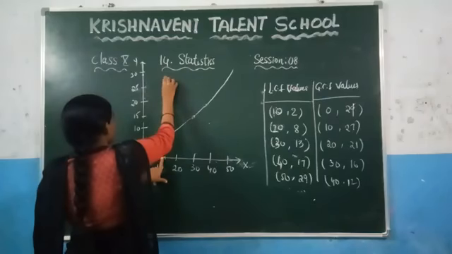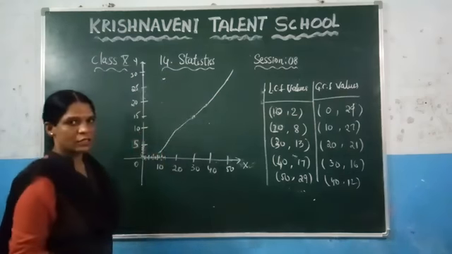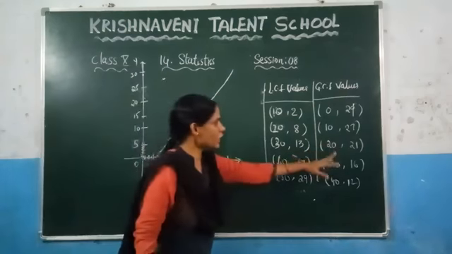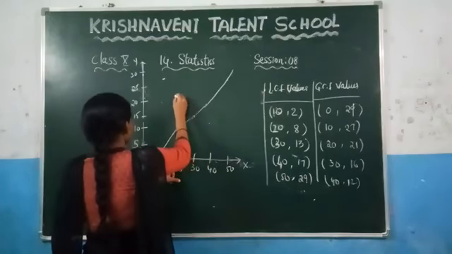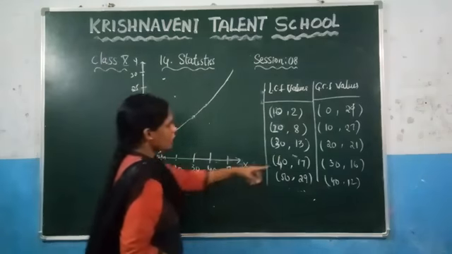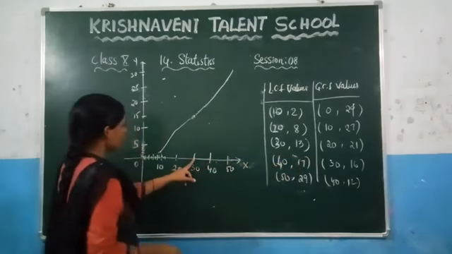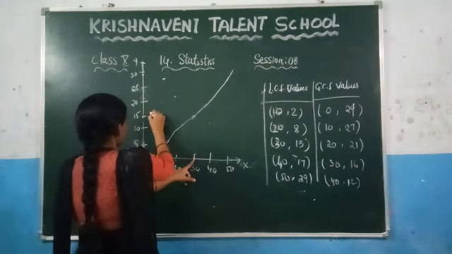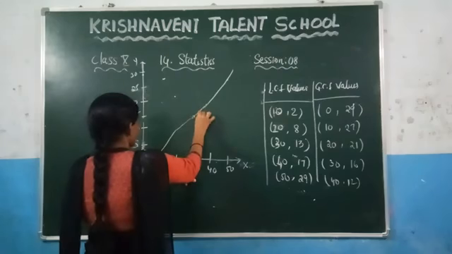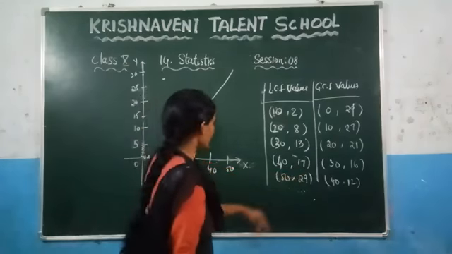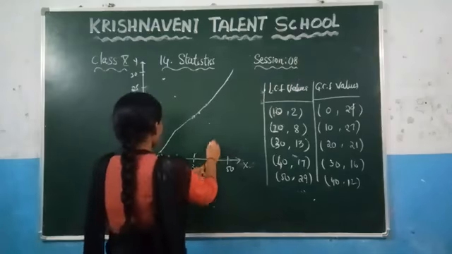Just by estimation I am drawing here. This is not the exact graph. The next one is 20 and 21. 21 will be located somewhere here, right? And after that 30 and 16. Here 30, and where is 16 here, right? So 30 and 16. And after that 40 and 12. 40 and where is 12?